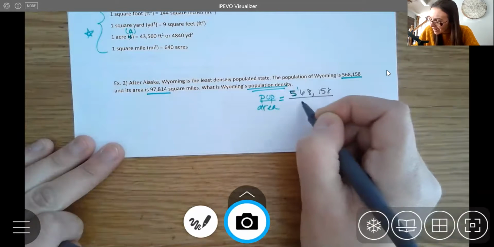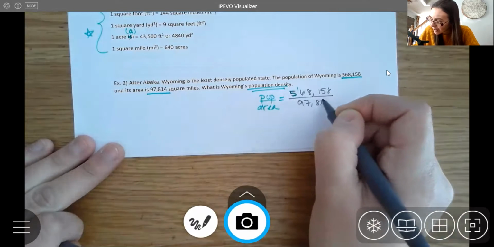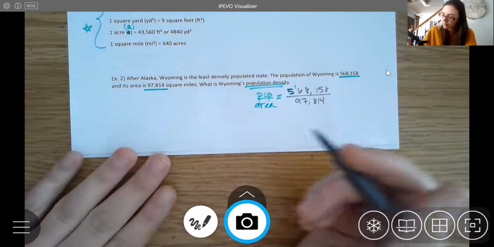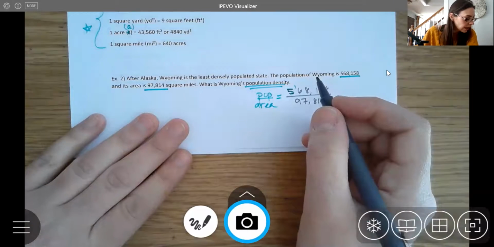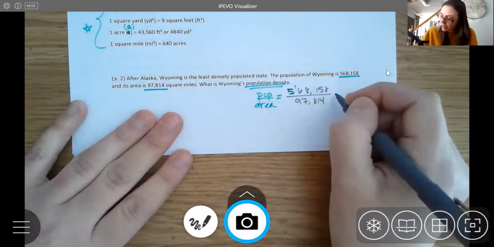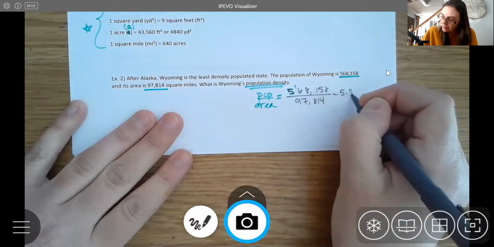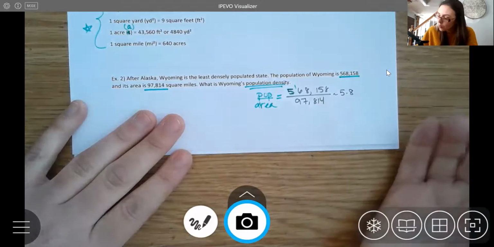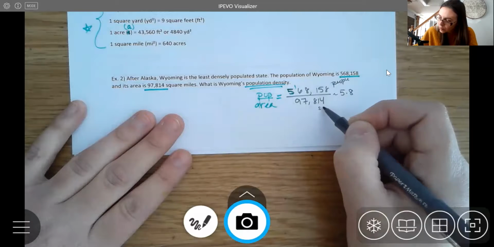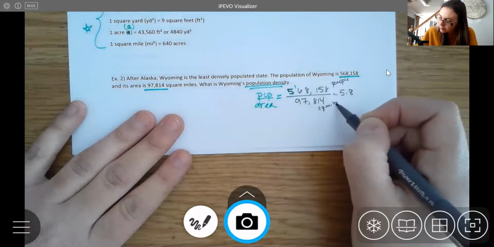The population is 568,158, and the area is 97,814. So if I divide those two values, using a calculator and rounding, we get about 5.8. What this represents, remember, is people up here and square miles down here.